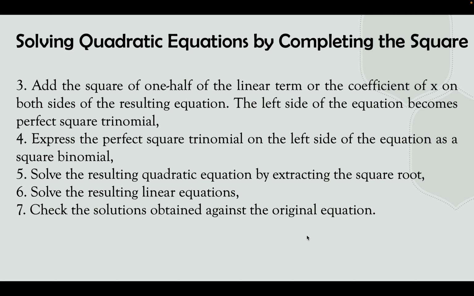Fourth, express the perfect square trinomial on the left side of the equation as the square of a binomial. Fifth, solve the resulting equation by extracting the square root. Sixth, solve the resulting linear equation. And lastly, check the solution obtained against the original equation.